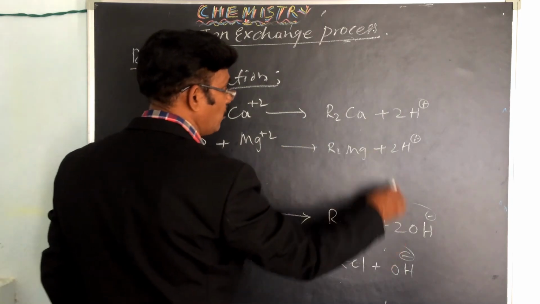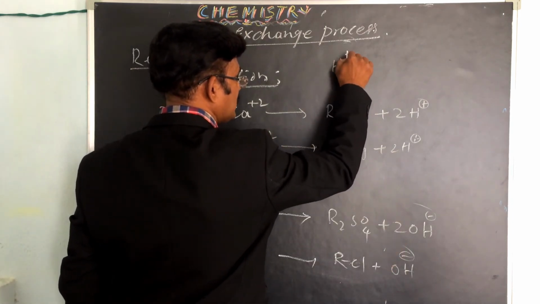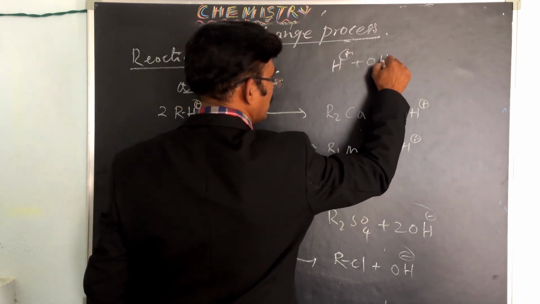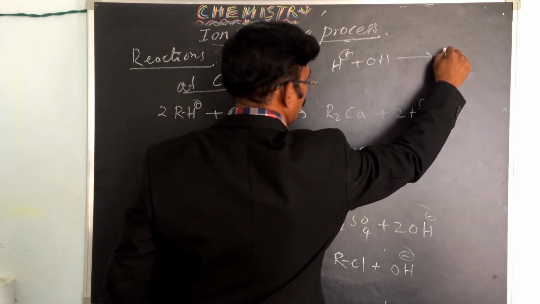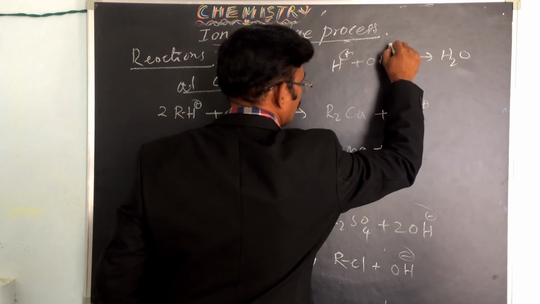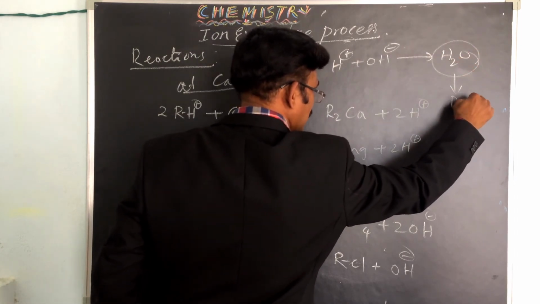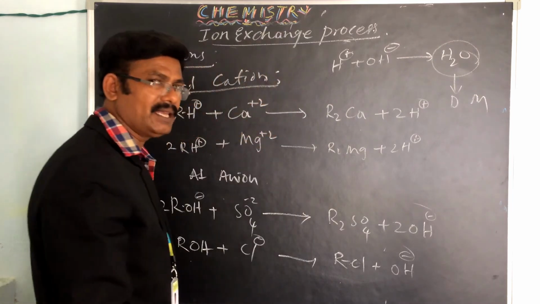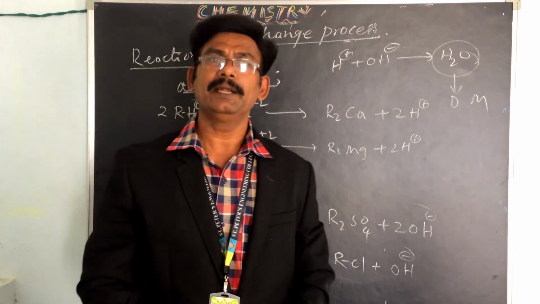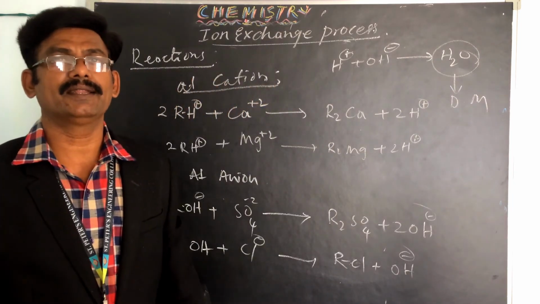H plus and OH minus. H plus and OH minus form the water. So this is the demineralized water, DM water. We can say DM water means demineralized water.